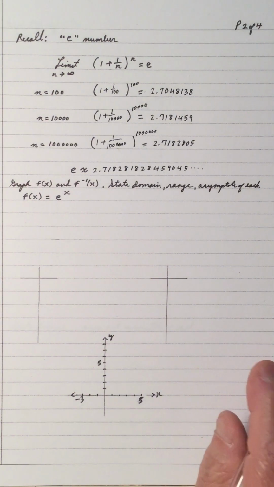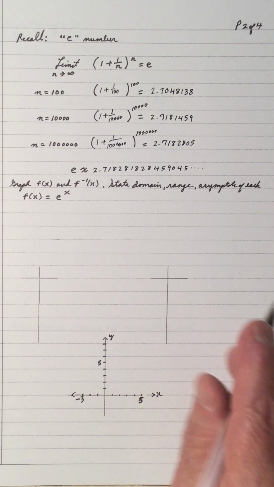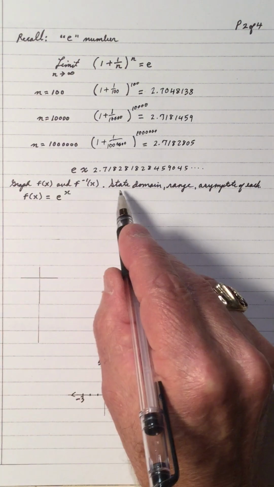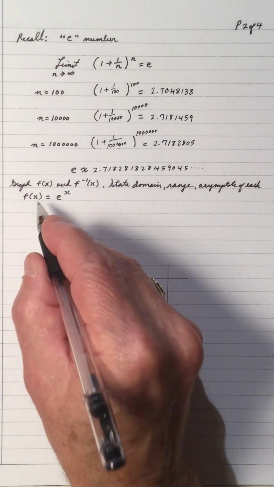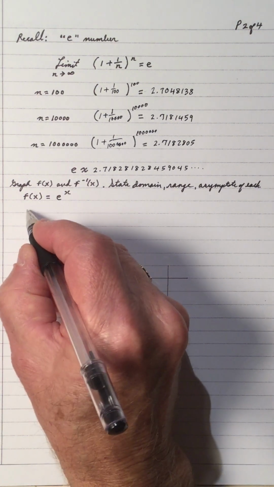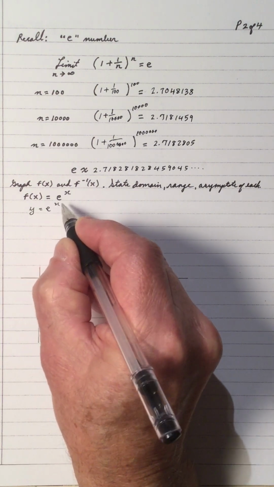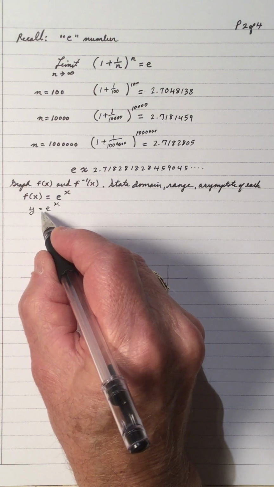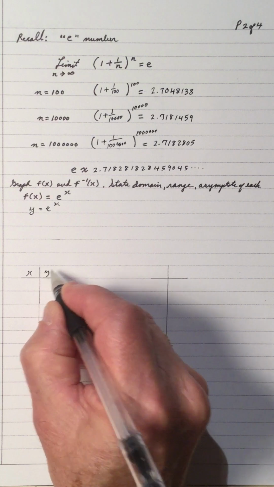So let's have a look at graphing this e. It says graph f of x and its inverse, and state the domain and range of each. Well, this is the f of x. Let's change the f of x to a y, so we get y equals e to the x. So this is x and this is y.